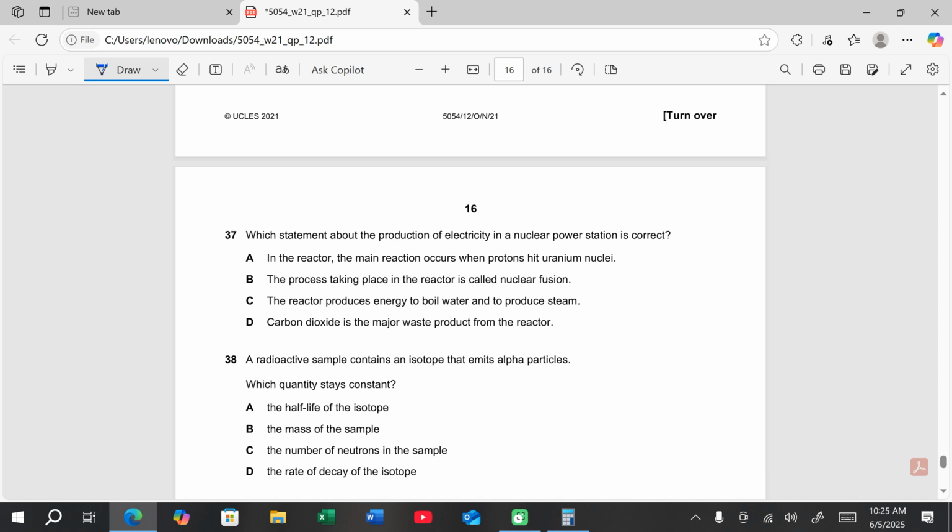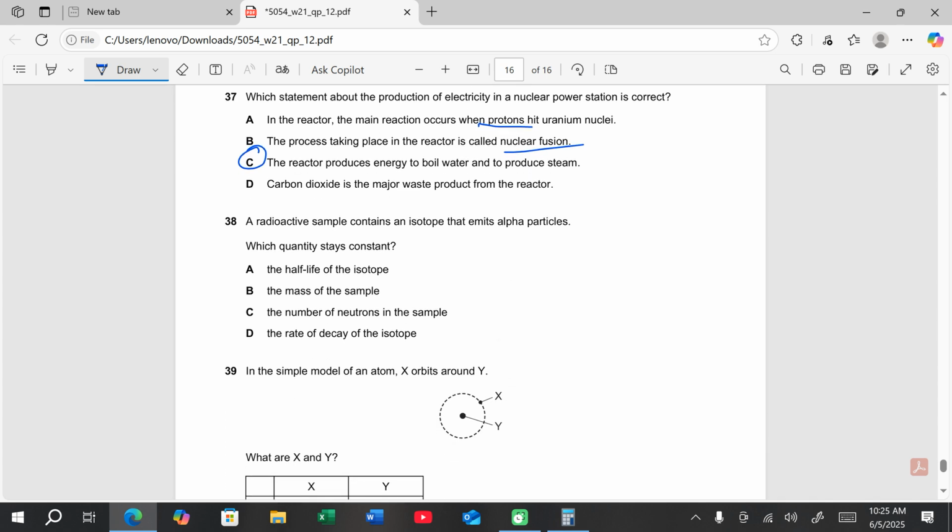Which statement about production of electricity in the nuclear power station is correct? In the reactor, the main reaction occurs when the proton hits the uranium. No, a proton never hits the uranium, it's a neutron. The process that takes place in the reactor is called nuclear fusion? No, that's fission. The reactor produces energy to boil the water and produce steam. Yes, this is the main purpose of a nuclear power station. Carbon dioxide is the major waste. No, that's wrong.